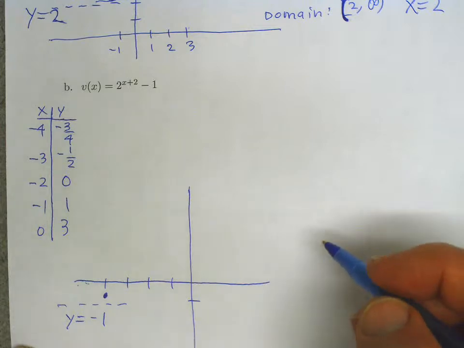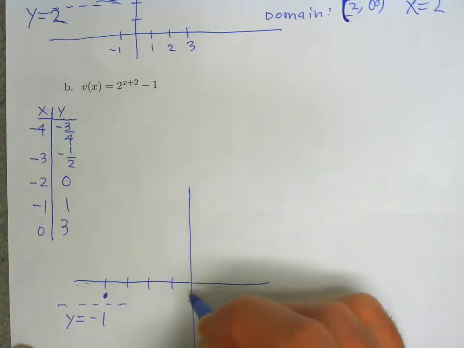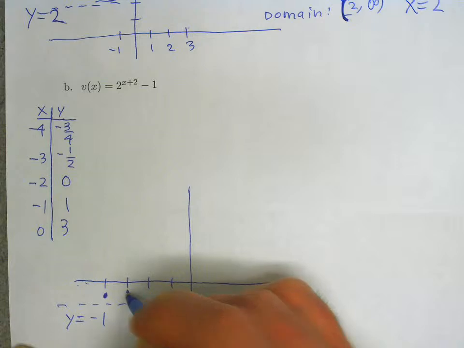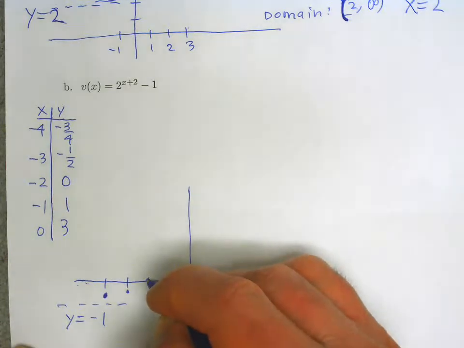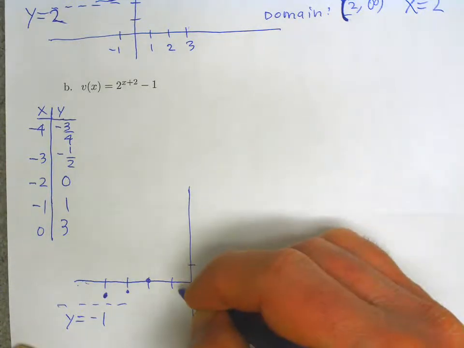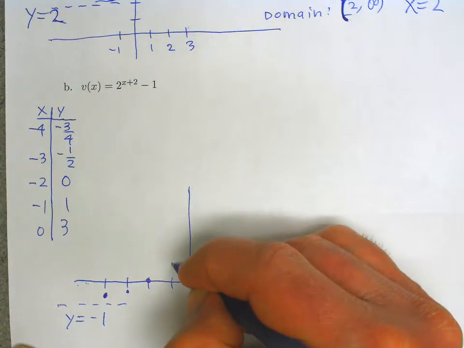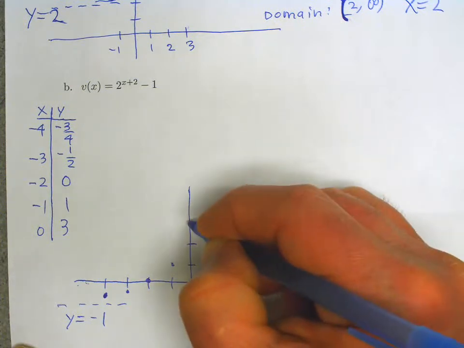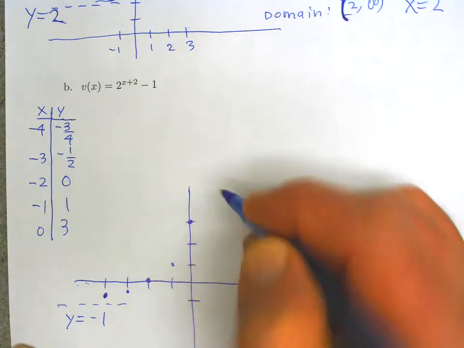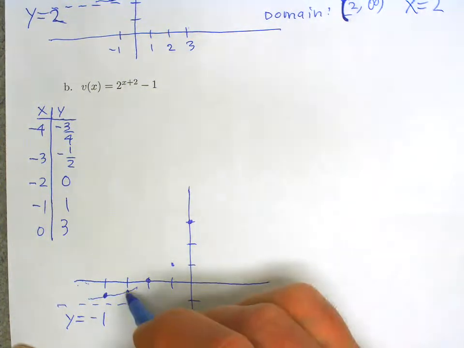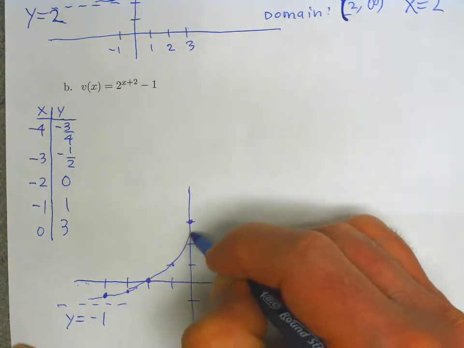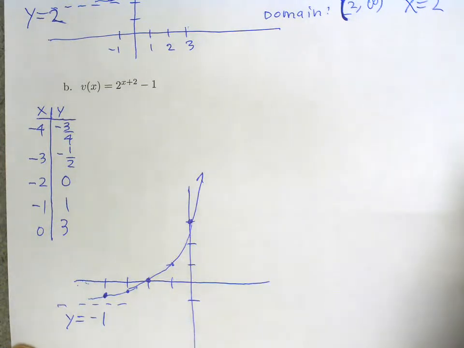Then -3, -1/2. It's about right here. -2, 0. -1, 1, and 0, 3. That's the y-intercept. So that's roughly the graph.